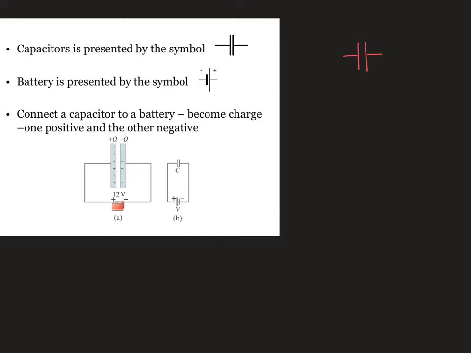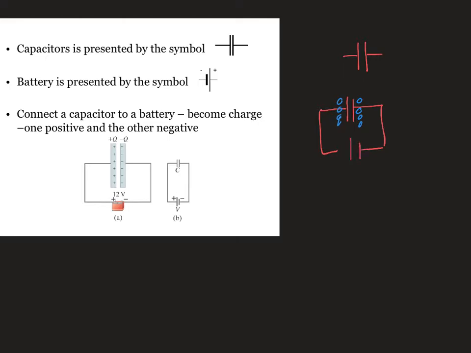Okay, so what happens when you connect the capacitor to a battery or any power supply? The first thing you need to understand is that the capacitor is initially in a neutral state, which means the amount of charge on this side and this side is equal. That's why it's neutral: protons and electrons have equal amounts of charge. So what happens when you connect it to the power supply?